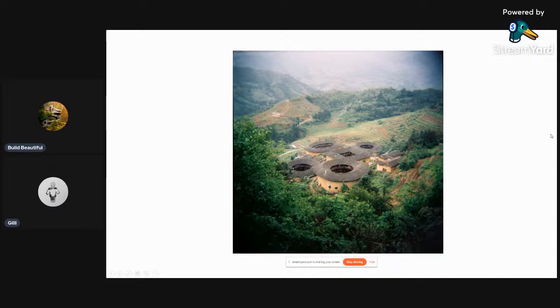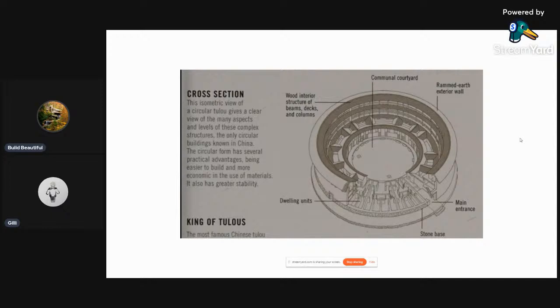So just a picture of a Tulou here. And then this is a cross-section of one of the famous Tulous in China. Yeah, you've got the rammed earth exterior wall there. That's quite a common environmentalist or modern architectural go-to.